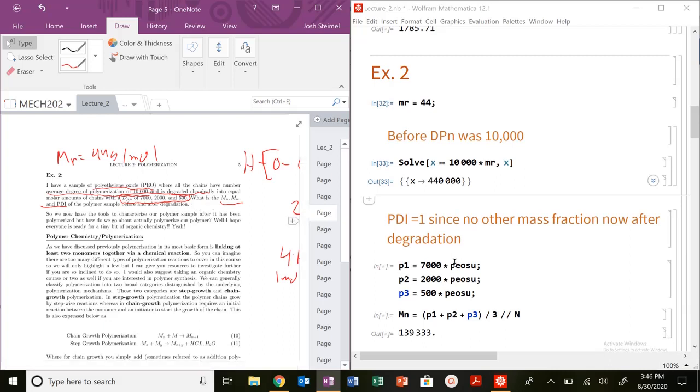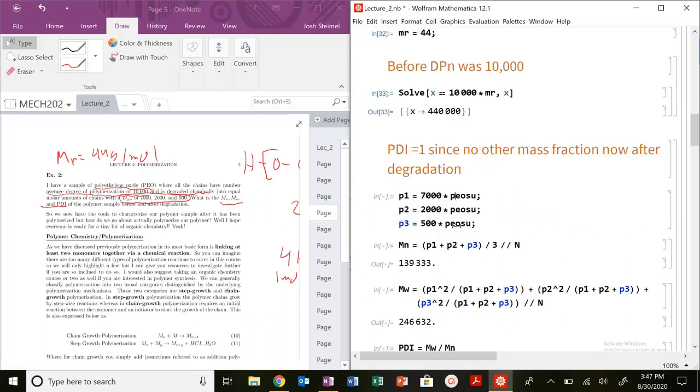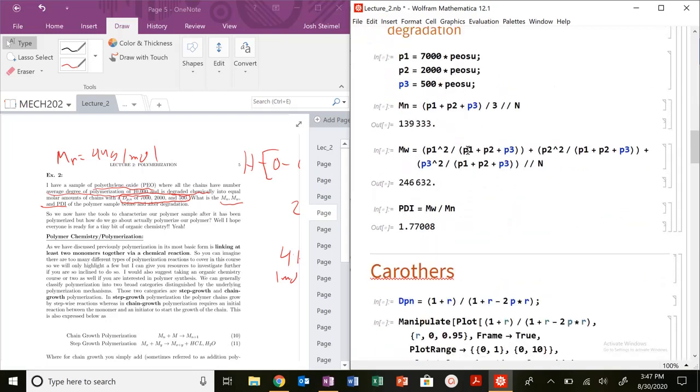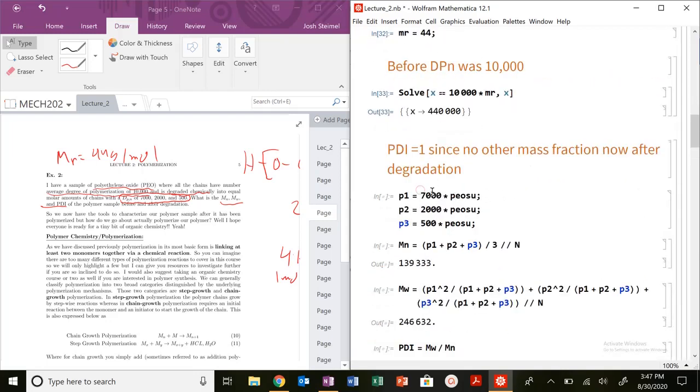Now, afterwards, I have equal molar amounts of polymers with DPns of 7,000, 2,000, and 5,000. So now we need to figure out what's the M sub N, M sub W, and PDI of our polymer sample. So let's go about and see how we could calculate that. So first, let's figure out the molar mass of my polymer chains.